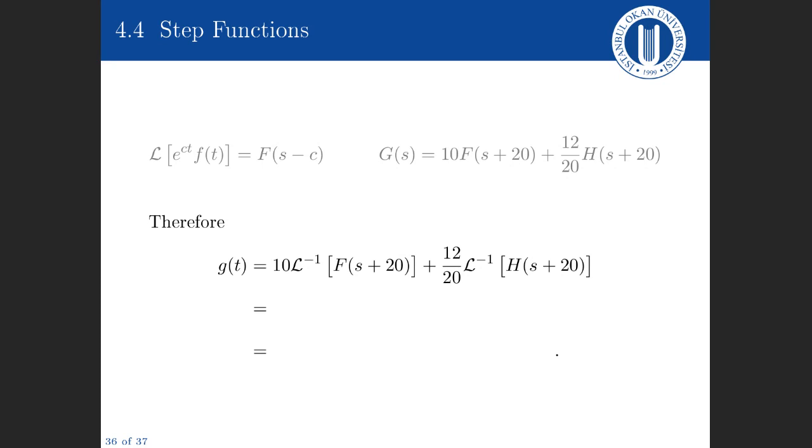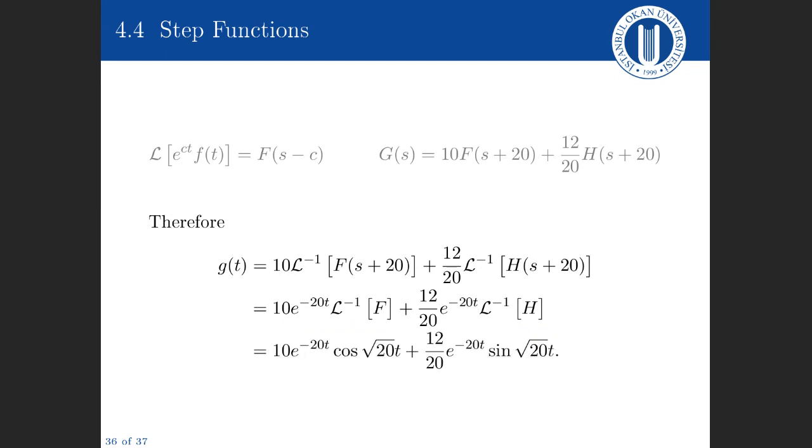Using the shifting formula, we need to write down the inverse Laplace transform of capital F at s plus 20 and the inverse Laplace transform of capital H at s plus 20. We have e to the power minus 20t multiplied by the inverse Laplace transform of capital F and e to the power minus 20t multiplied by the inverse Laplace transform of capital H. So we have, and put the correction in, 10 e to the power minus 20t cos root 20t plus 12 over root 20 e to the power minus 20t sine root 20t.